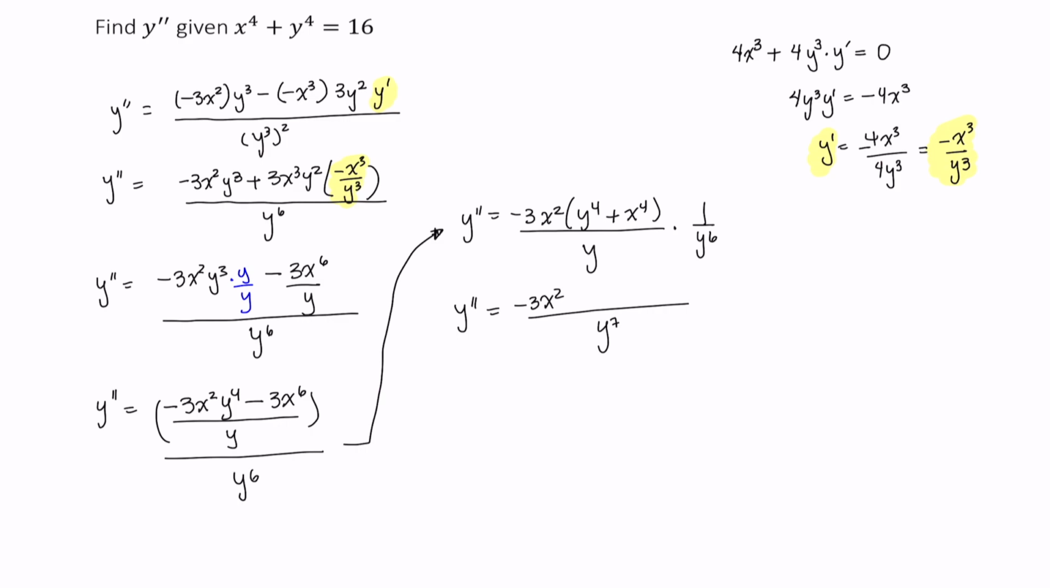And then notice I haven't done anything here yet. That's because, well, y to the 4th plus x to the 4th is the same thing as x to the 4th plus y to the 4th, and we know that's equal to 16. So y double prime is equal to negative 48 x squared over y to the 7th power.